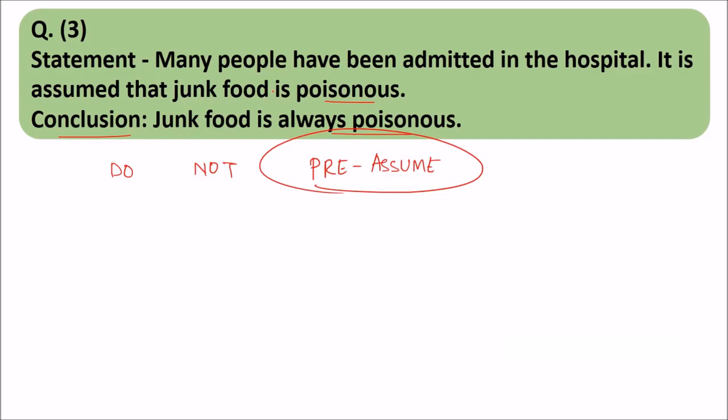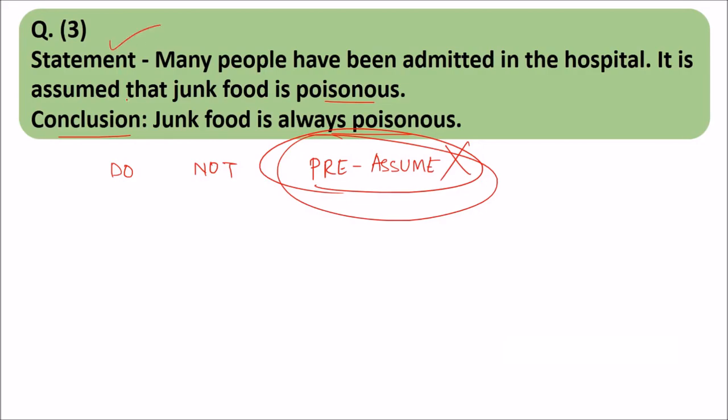Here they have given that people have been admitted to the hospital. It is assumed that junk food is poisonous, okay? But here the conclusion is junk food is always poisonous. So we are pre-assuming that junk food is always poisonous, okay? So that is very wrong. You should not pre-assume anything. You should just base your conclusions on the given statement.